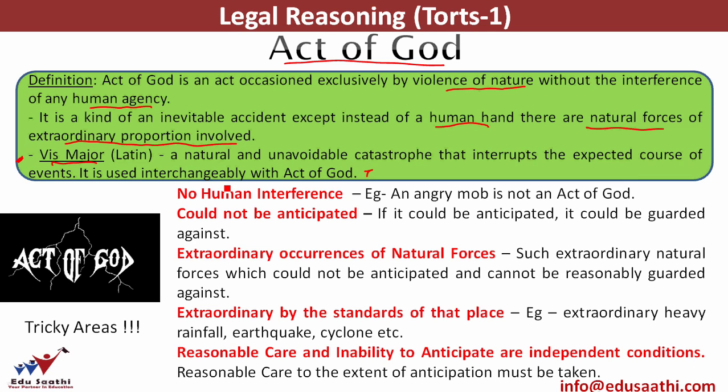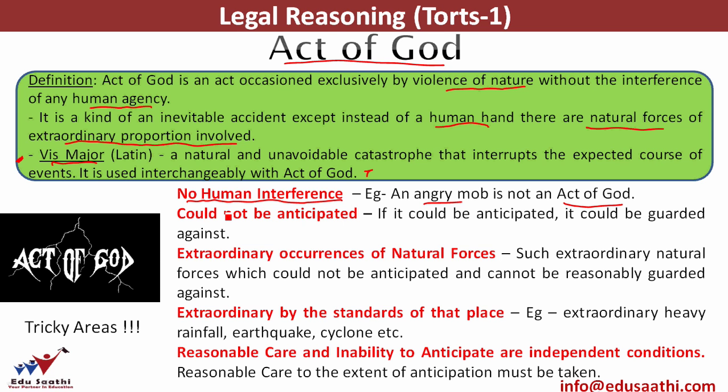Let's explain it further. There should be no human interference in case of act of God. For example, an angry mob hits somebody or kills somebody. In that case there is no act of God involved, because there should be no human hand involved. It should be natural forces. It could not be anticipated.